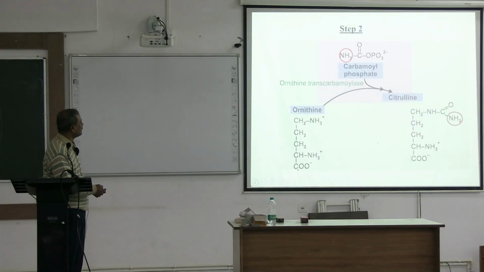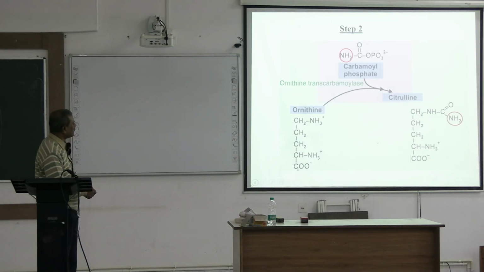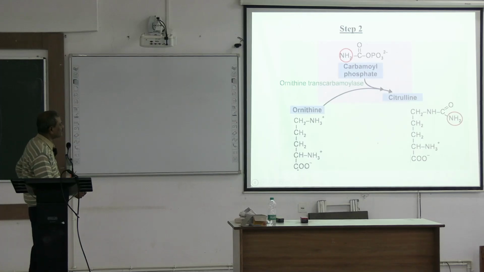Okay. Now, next step, step 2. This step, carbamoyl phosphate synthesis, has been covered. Now the second enzyme is ornithine transcarbamylase. You just understand this, it is written in the book, you will get it. Ornithine transcarbamylase combines carbamoyl phosphate with ornithine to form citrulline.